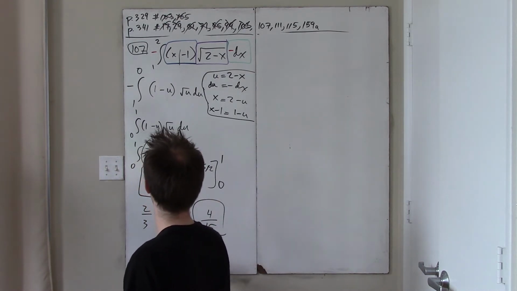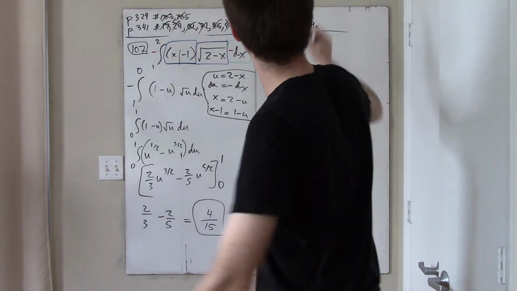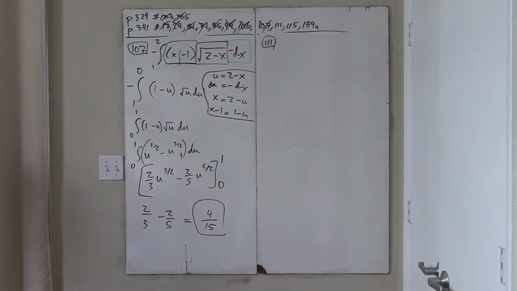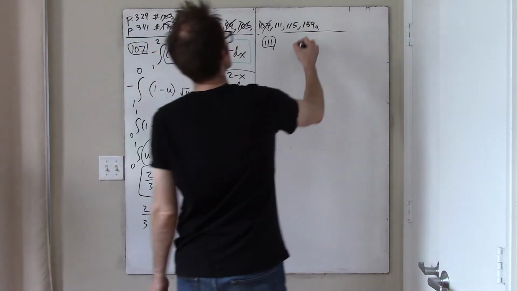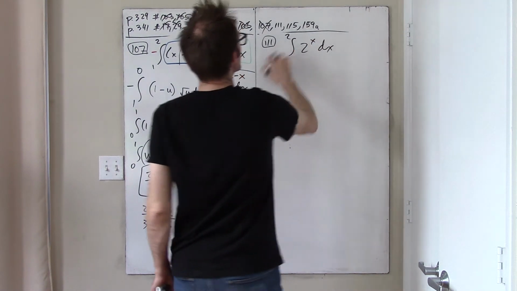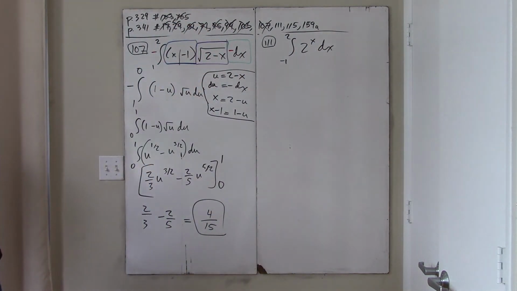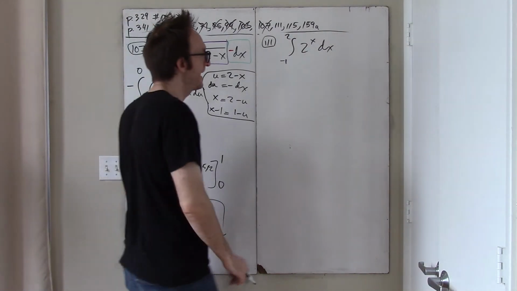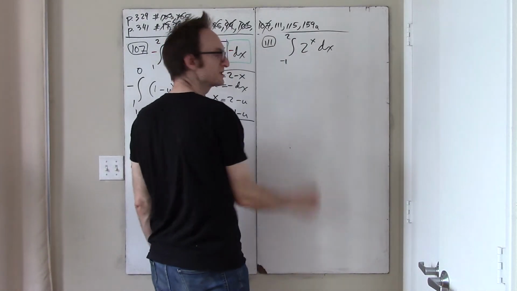Okay, so minus 2 for me. Okay, 3 problems to go. 111. This is just more. This is the integral from negative 1 to 2 of 2 to the x. I don't even think this belongs in this section really, because I don't think we should do this problem with substitution, although you can. I think the way to do this is just to do it.